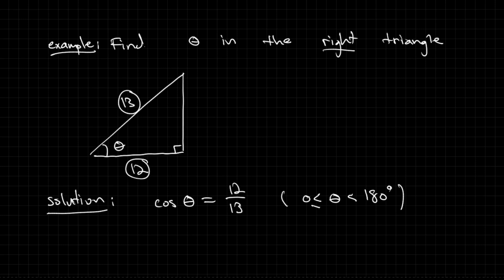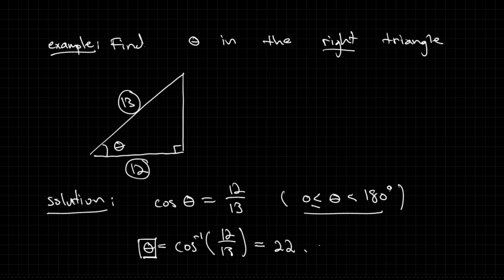So if cosine theta is 12 over 13, then if I use the inverse cosine function, this will give me an angle between 0 and 180 degrees such that cosine of this angle will be 12 over 13. I have my calculator in degree mode here, and so my solution is going to be 22.620, simply typing in cosine inverse of 12 over 13 into my calculator.